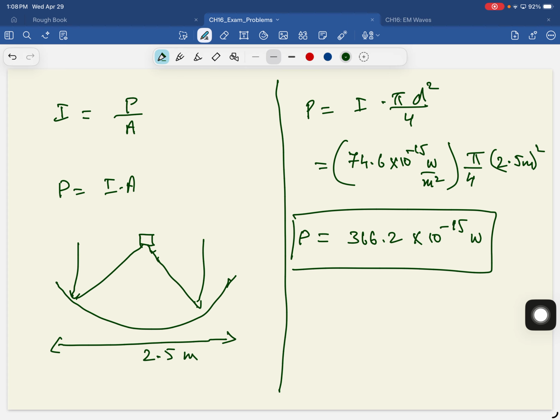So that big antenna, as big as this table, is only getting 10 to the minus 15 watts, or 10 to the minus 12 watts. And then you have to amplify that signal and then extract information from it.